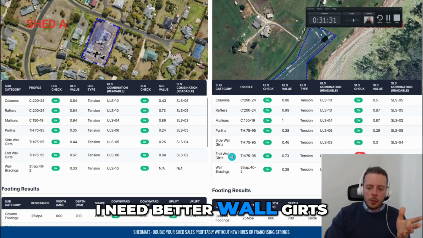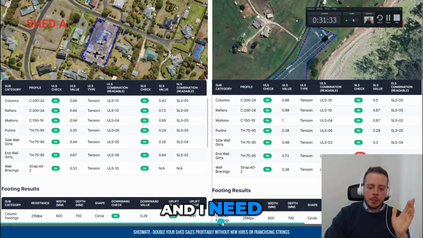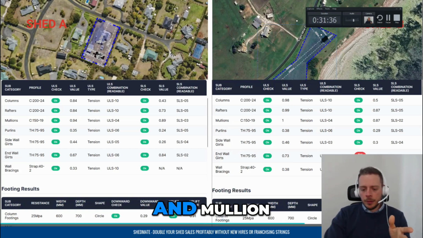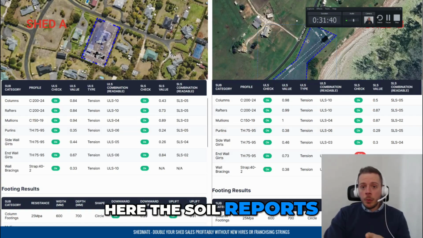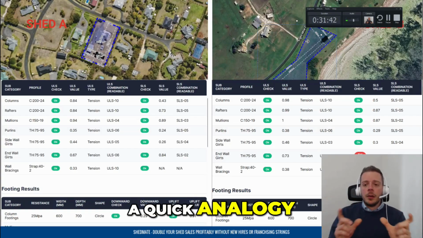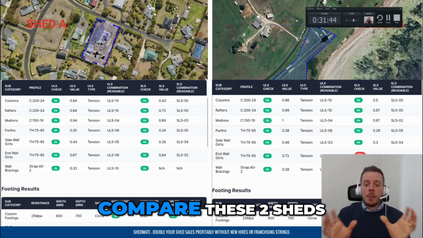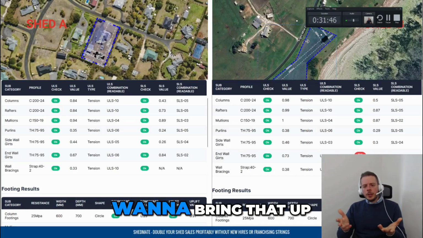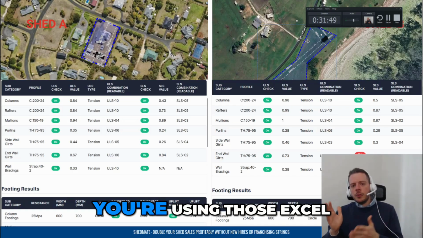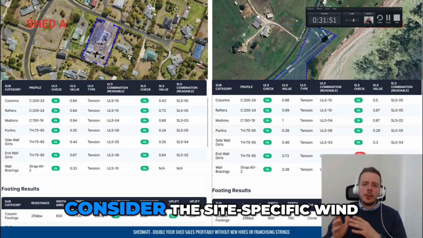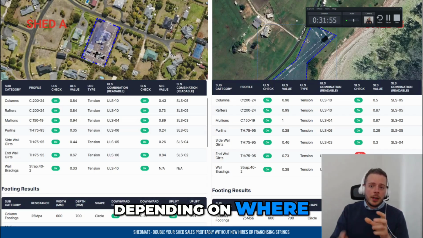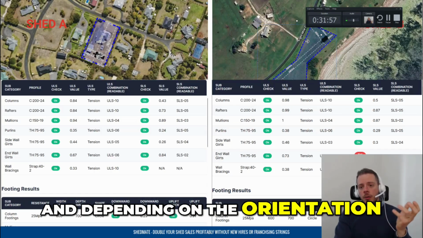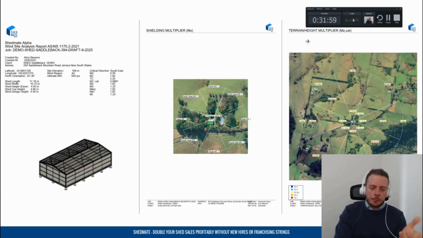I need better wall girts. It's not passing, and I need better footings and mullion footings. Obviously, I'm not considering the soil reports here. That's just a quick experiment so we can compare these two sheds. I want to bring that up so you can see that if you're using Excel spreadsheets that don't consider the site-specific wind, you might be doing something wrong, depending on where the shed is placed, on the orientation, and on many different factors.